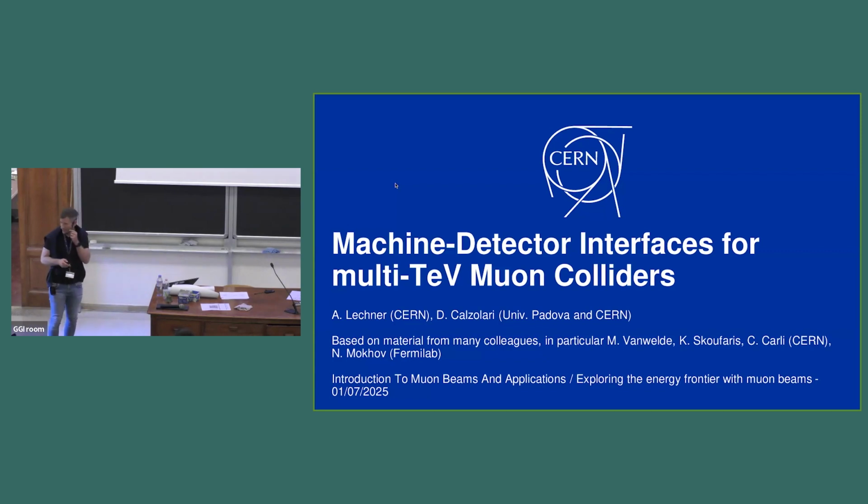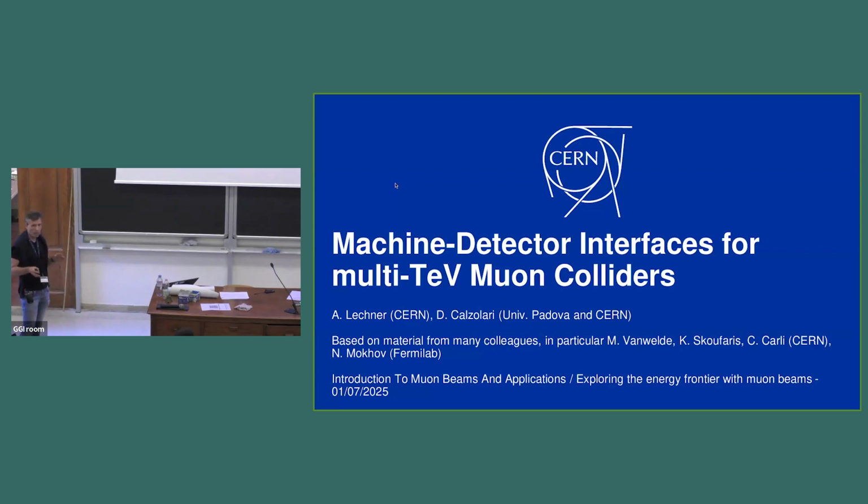So my name is Anton Lechner. I'm from CERN. I've been working for about 20 years on radiation transport problems for different machines. So I'm working on the machine side, not on the detector side. In particular on LHC operation, but also high luminosity LHC and also future colliders, muon collider, FCC, and we are also contributing to other machines. So in this lecture, I will give an introduction to machine detector interfaces for multi-TeV muon colliders.